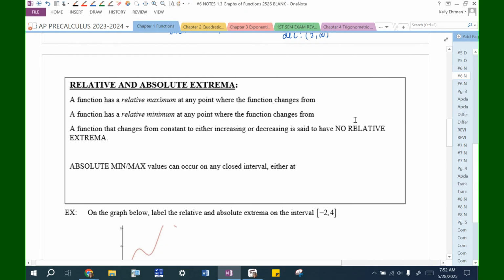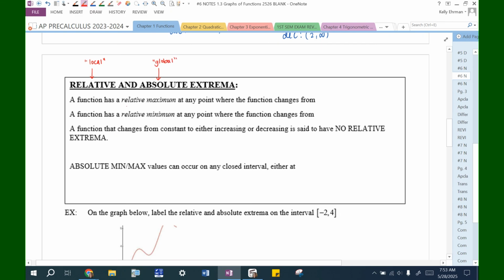Looking at functions that change from increasing to decreasing also lets us look at relative and absolute extrema. Sometimes on our AP test or the calculus AP test, instead of saying relative extrema, they'll use the term local. And instead of absolute, they'll use the term global. So you need to know both.